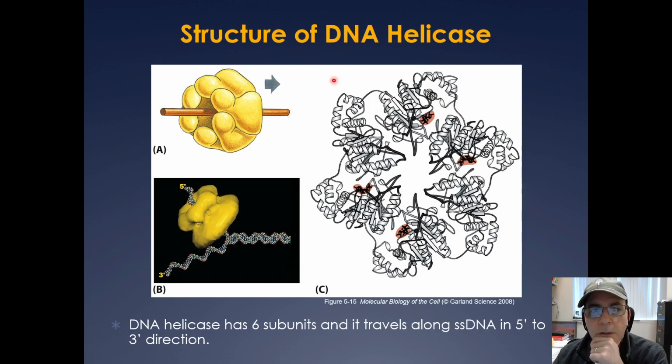Here's the structure of DNA helicase. Here's just sort of a schematic of it. Here's the ribbon diagram of it, and here's a nice little space-filling model of it, where it's sort of traveling in the 5' to 3' direction down the DNA. And it has 6 subunits, and it uses ATP to help separate. So the ATP hydrolysis is where the energy comes from.